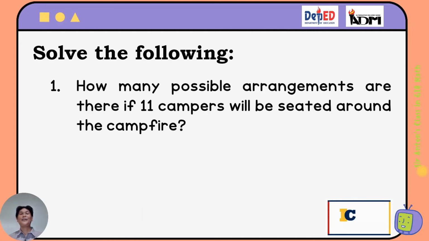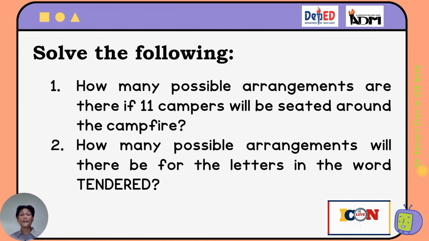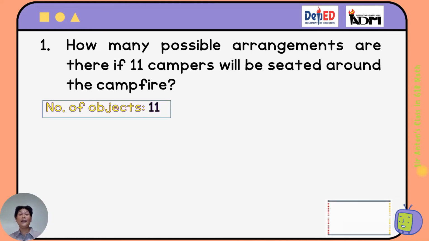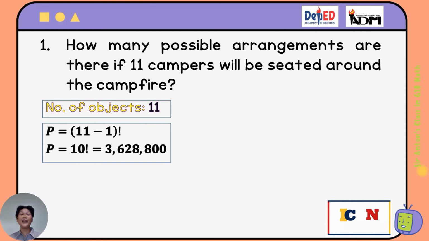Solve the following exercises. How many possible arrangements are there if 11 campers will be seated around the campfire? And the second, how many possible arrangements will there be for the letters in the word tendered? Let's solve. Number 1: using the circular permutation, we have 11 objects to consider, and our formula is P equals the quantity of n minus 1 factorial, where n is 11, so 11 minus 1, which is 10.